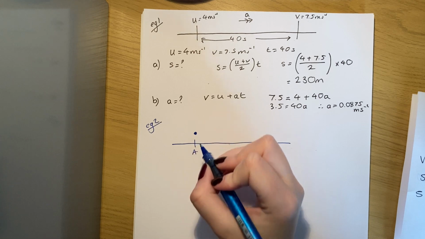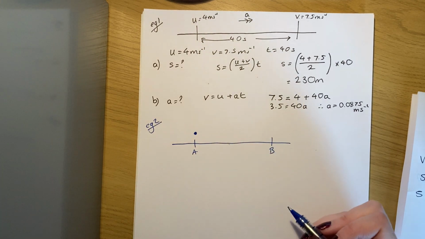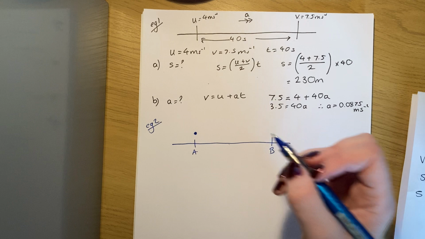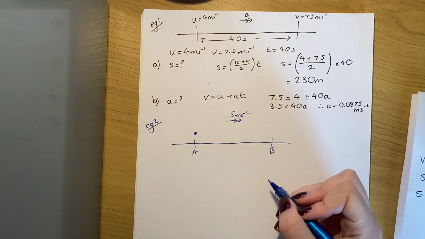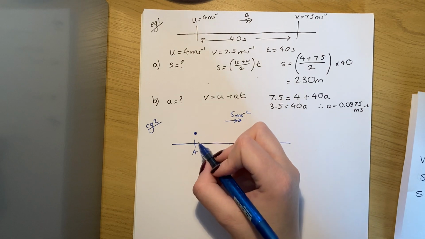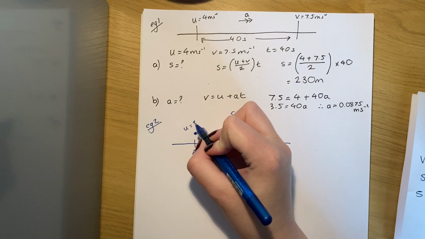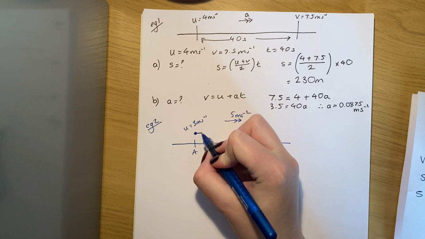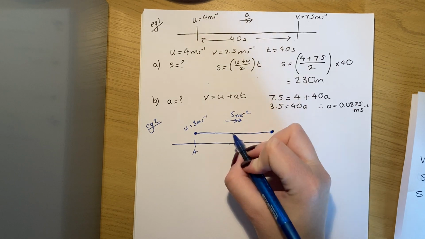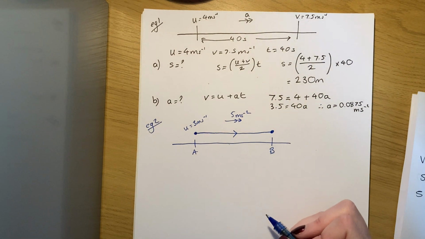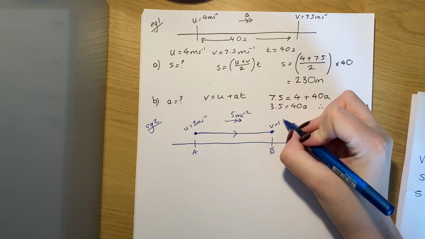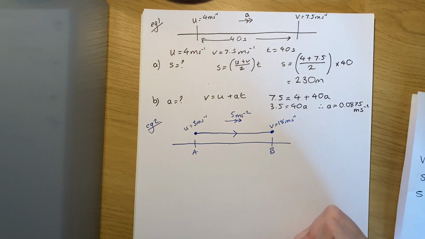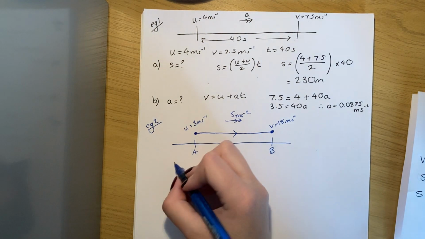So a particle is moving along that straight line with a constant acceleration of 5 metres per second squared. The velocity of the particle at A is 3 metres per second in the direction of AB. So I know that I'm travelling that way, so that's my initial velocity. The velocity of the particle at B is 18 metres per second in the same direction. Find the distance from A to B.